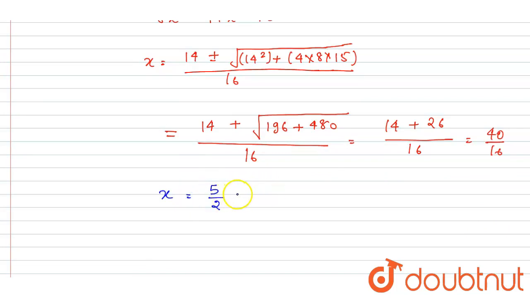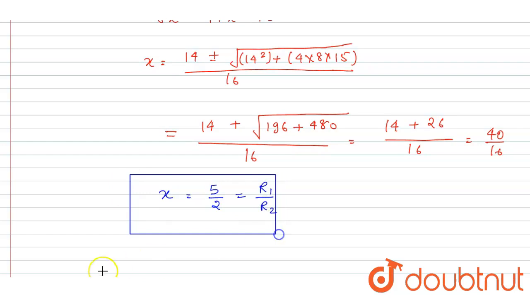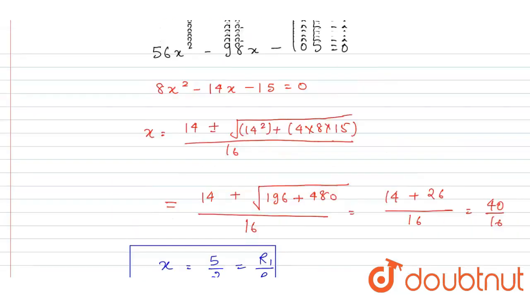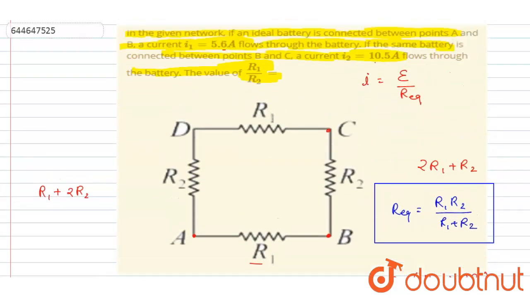And this is the ratio of the resistances, since we took R1 by R2 is equal to x, 5 by 2. Now if you see the question here, this is 5 by 2, and this is the answer.